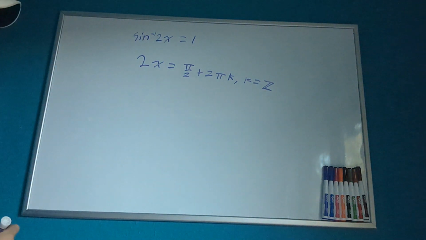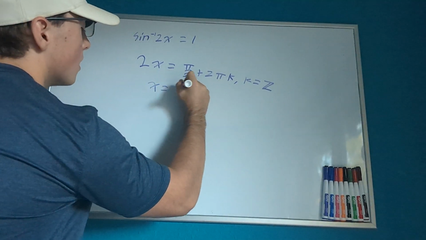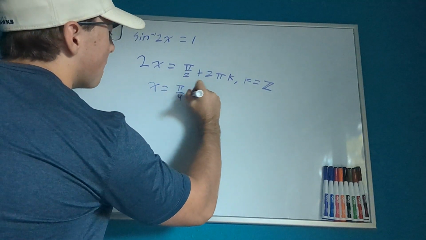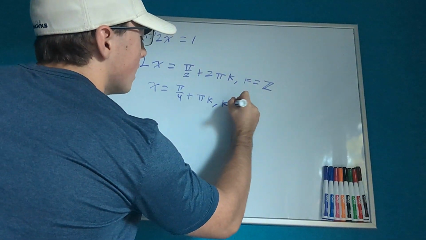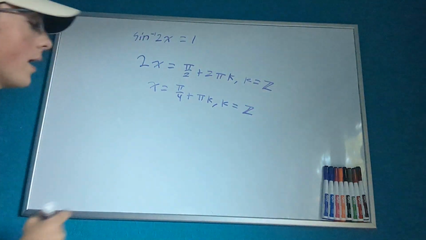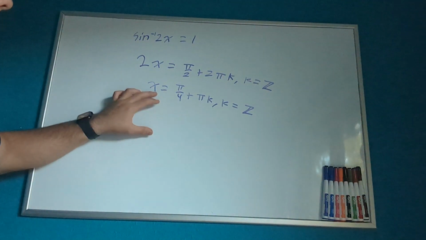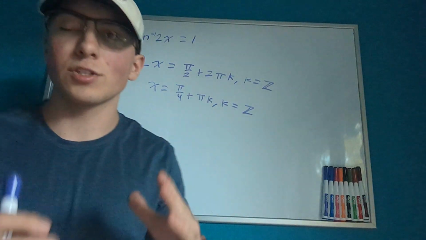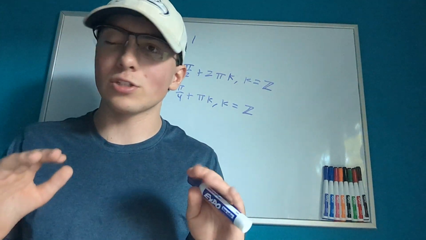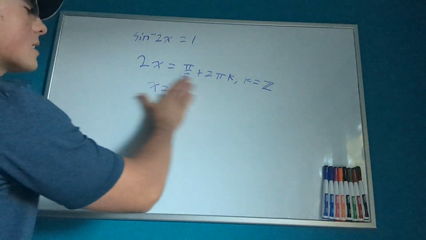Then we can just divide this whole thing by 2, and we get x equals pi over 4 plus pi k, where k equals the integers, okay? And that's what we have here. So now our solution's a little bit different, but we had the same process when we had 2x rather than just x itself. So don't get startled by having 2x instead of x or any other number there. It's going to be the same process, okay?